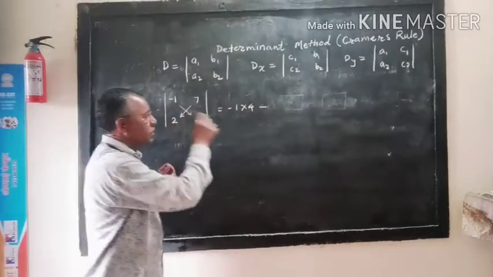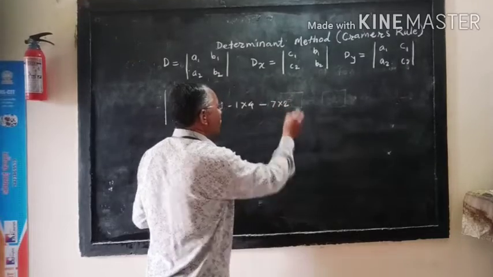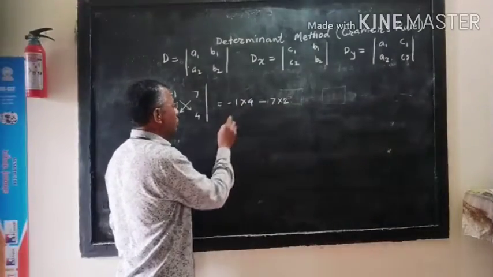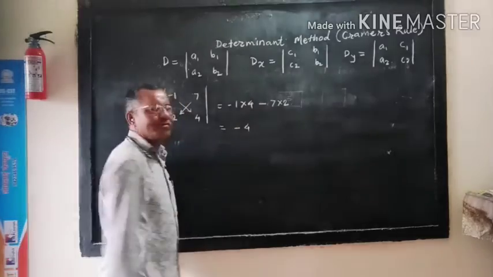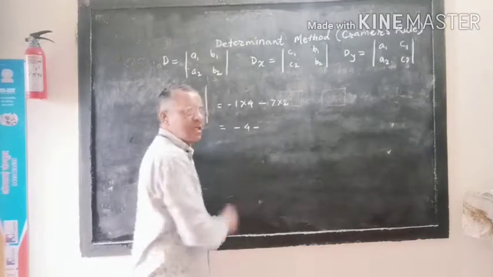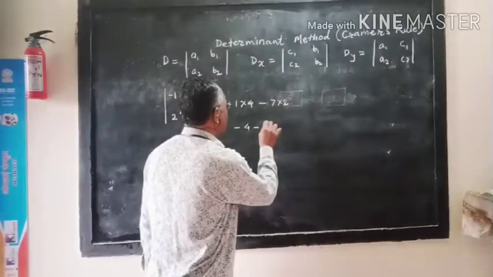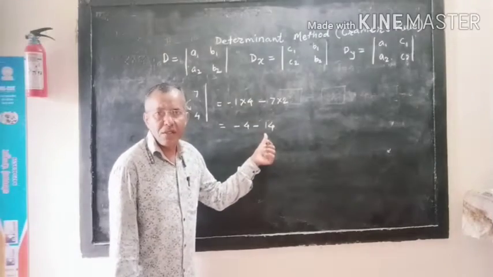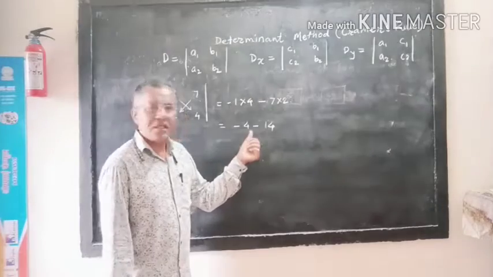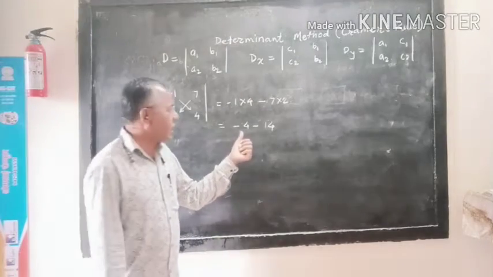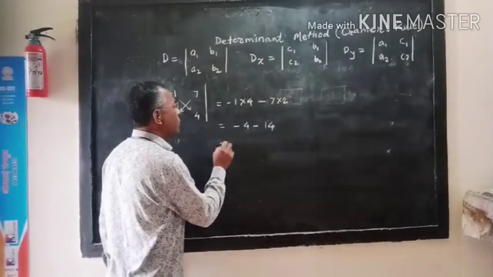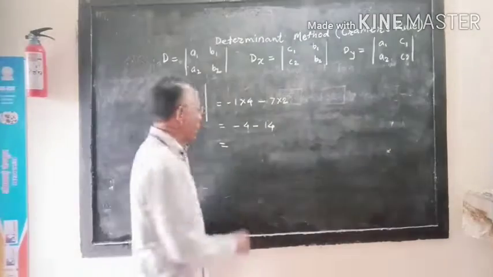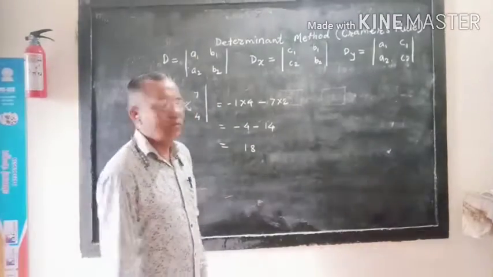7 into 2. Then minus 1 into 4 is equal to minus 4. Here sign minus. 7 into 2, that is 14. Therefore, see here now, minus 4, minus 14, there will be a sum, and the answer gets the sign minus. Therefore, the sum of these 4 and 14 is 18, and the sign will be minus here.